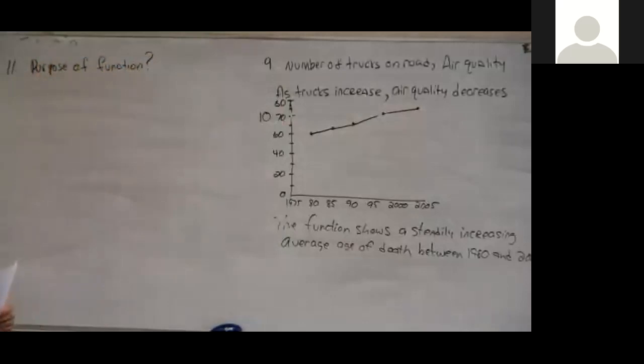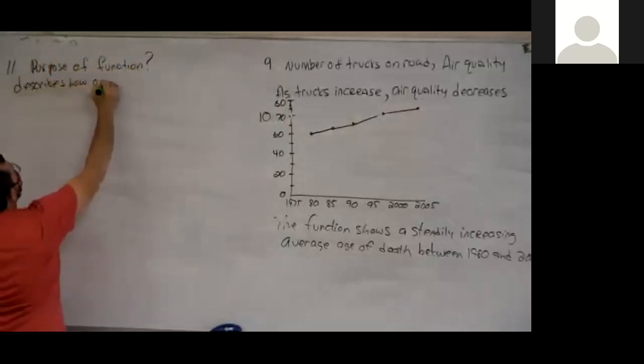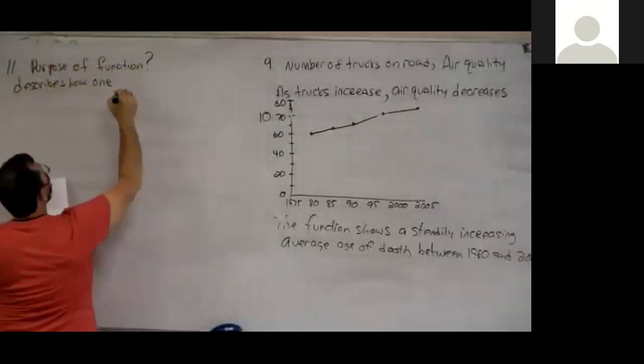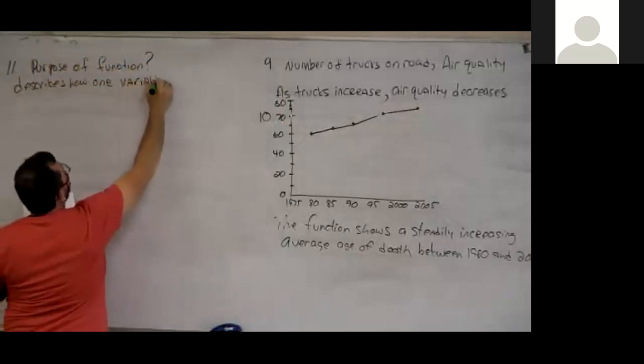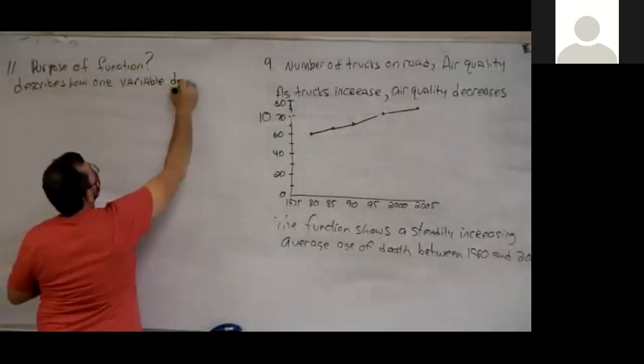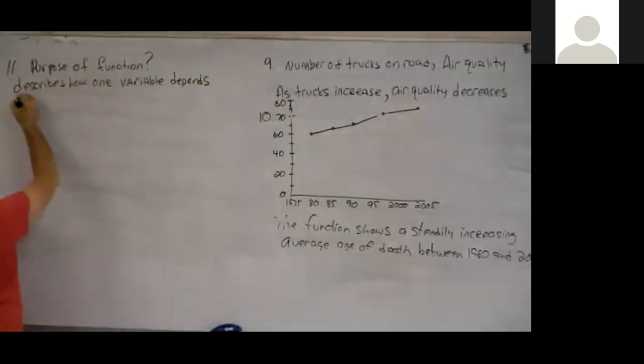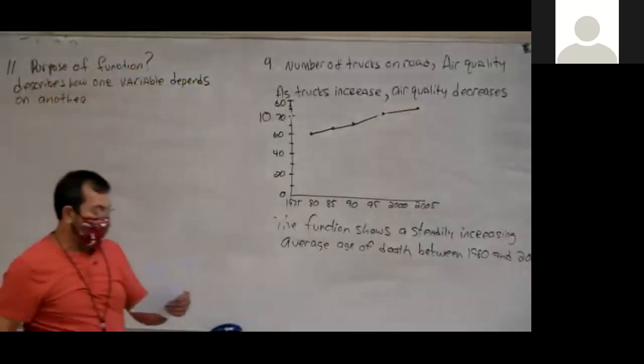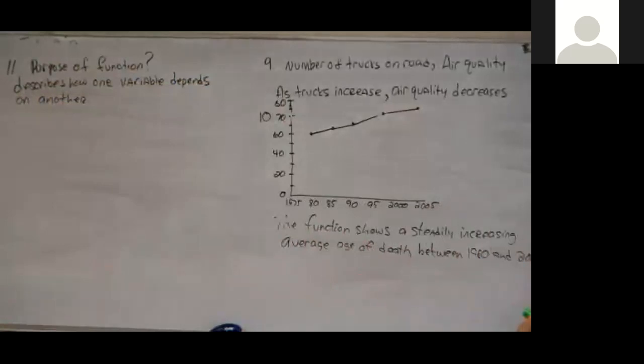And it's pretty much what we've been doing. A function describes how one variable depends on another. Now they're going to give you some wild answers about operations and multiplying and division. Those are types of functions, but that's not exactly what a function is. A function relates that independent variable and that dependent variable.